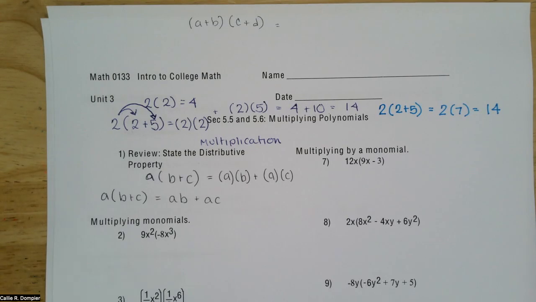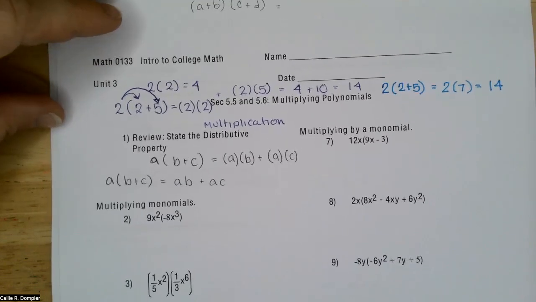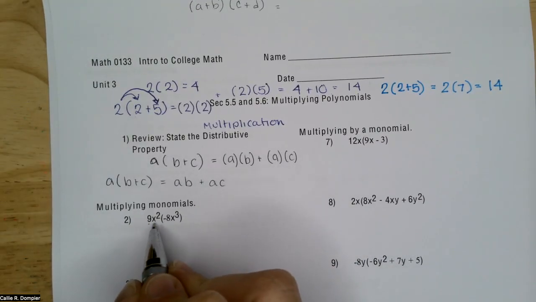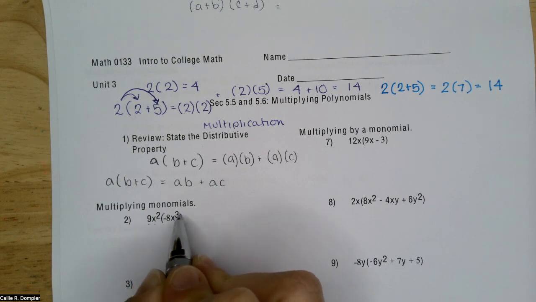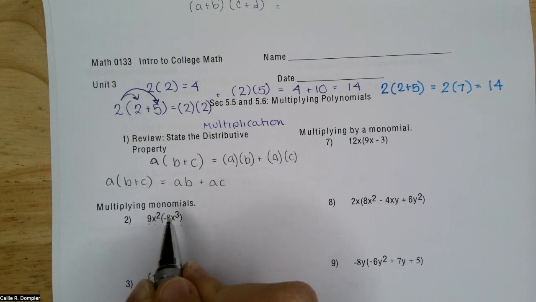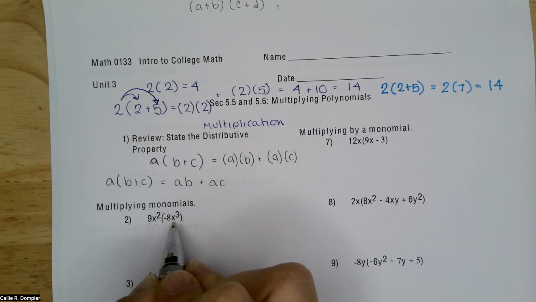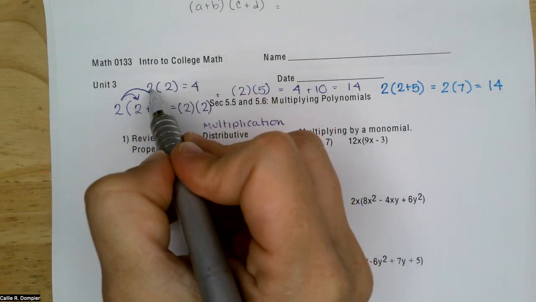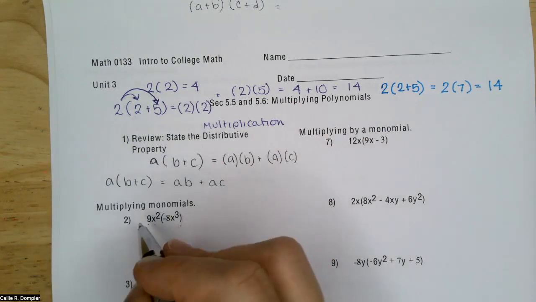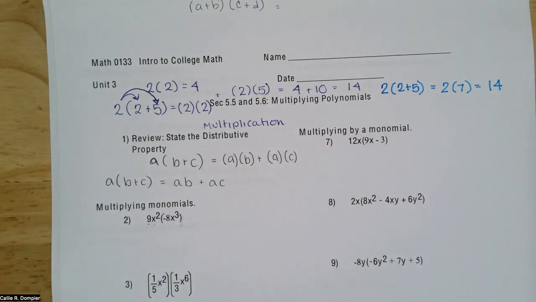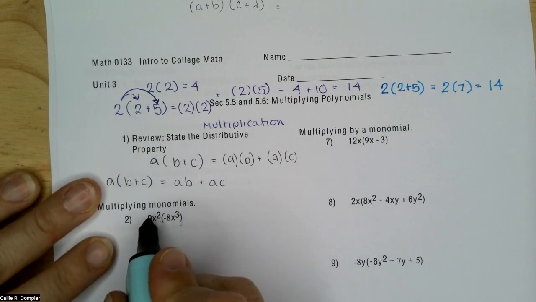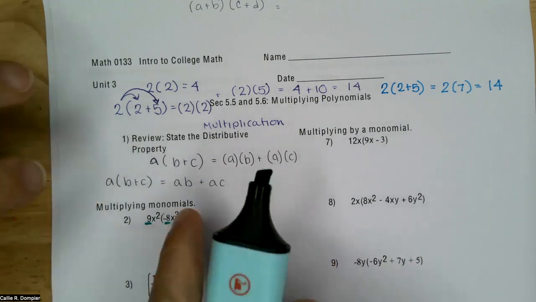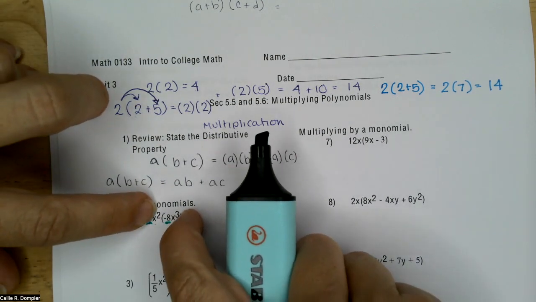Okay, let's see if we can do this. Here we have 9x squared. The parentheses means multiplied by negative 8x cubed. So we're just multiplying a monomial times a monomial. It's kind of like just similar to multiplying 2 times 2. Okay. What you want to multiply is the parts of each monomial that are alike.